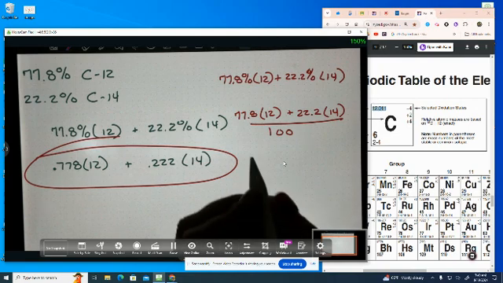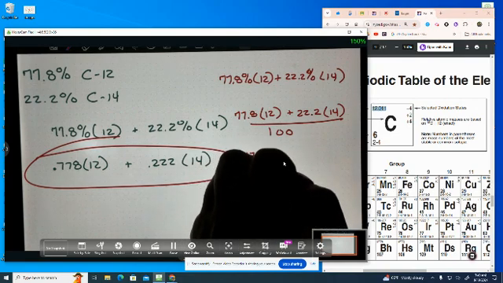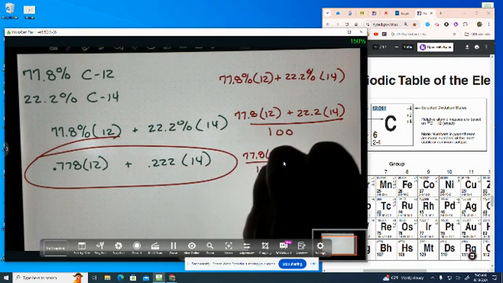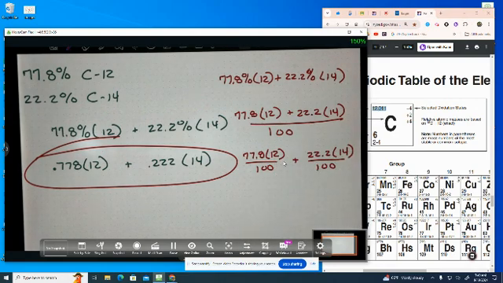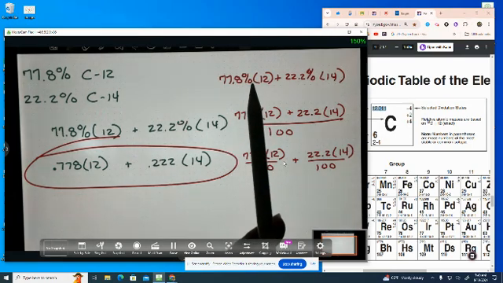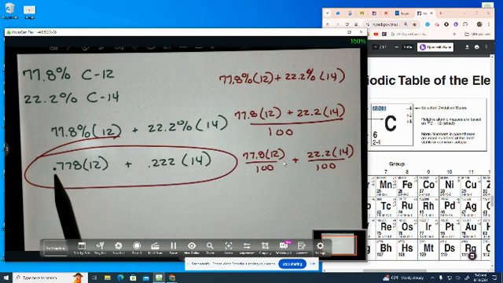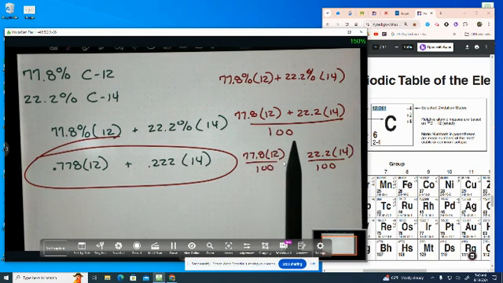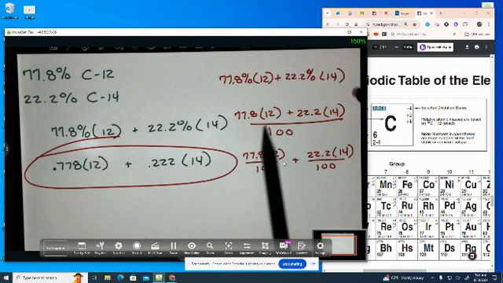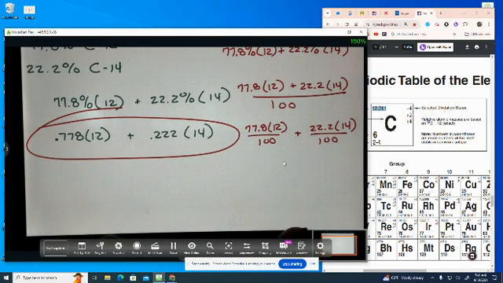Okay? Sometimes they do this: 77.8 times 12 divided by 100 plus 22.2 times 14 divided by 100. It's all the same thing. So don't get confused when you see it as a multiple choice. If the percent sign's there, that means they didn't move the decimal over. If it's not moved over, you have to see if it's divided by 100. So the percent always has to be moved to put it into the calculator. But these are the choices they're going to give you as a multiple choice. I'll pull some up in a few minutes and we'll take a look at them.